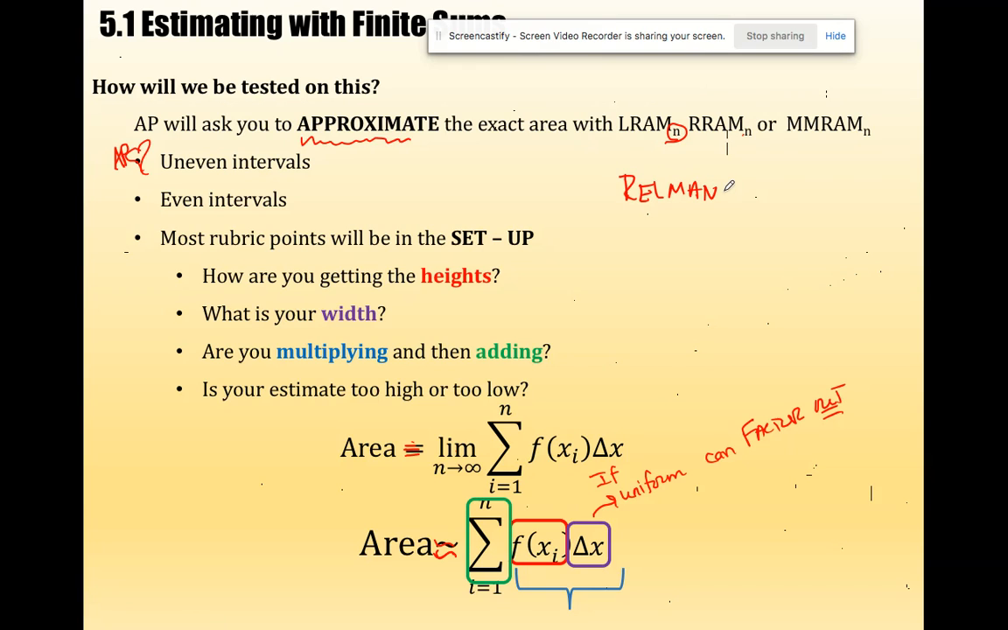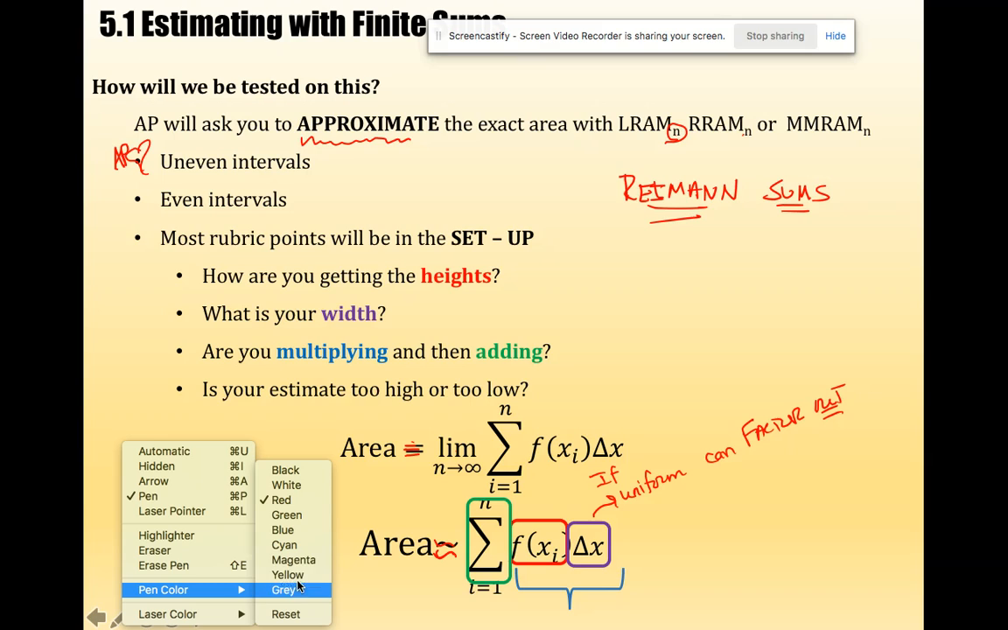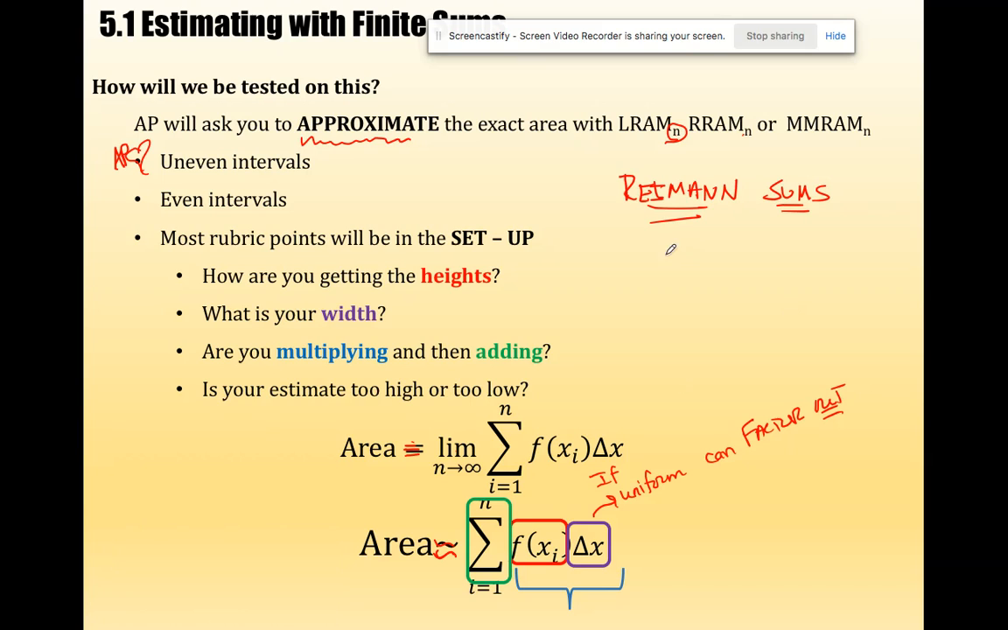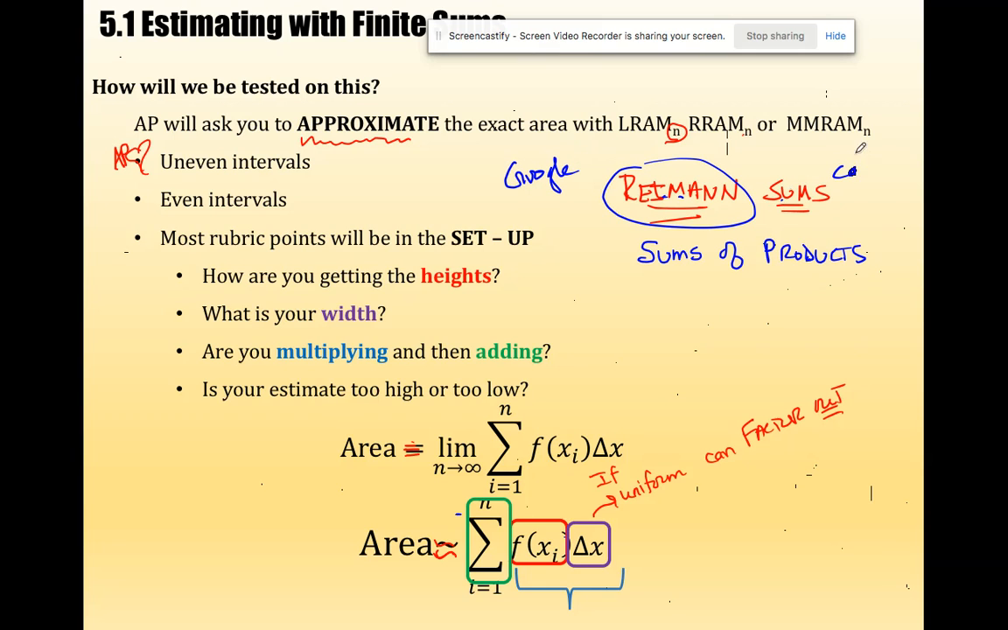I don't think I've used this language with you yet, so I want to tell you. Riemann sums. Georg Riemann is a mathematician who came up with this idea. And Riemann sums just means sums of products, which is why the integral is an infinite Riemann sum, because you are summing a bunch of products. Okay. So Google that. Google Riemann sum calculator. Tell me what you find.